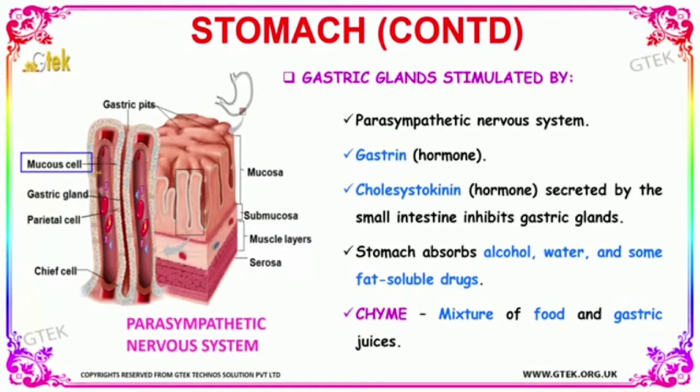The mucous cells can be found in the magnified region over here. And the gastric glands, your parietal cell, your chief cell, are present in the mucosa layer. The term chyme is used for the mixture of food and gastric juices. So this forms your parasympathetic nervous system.